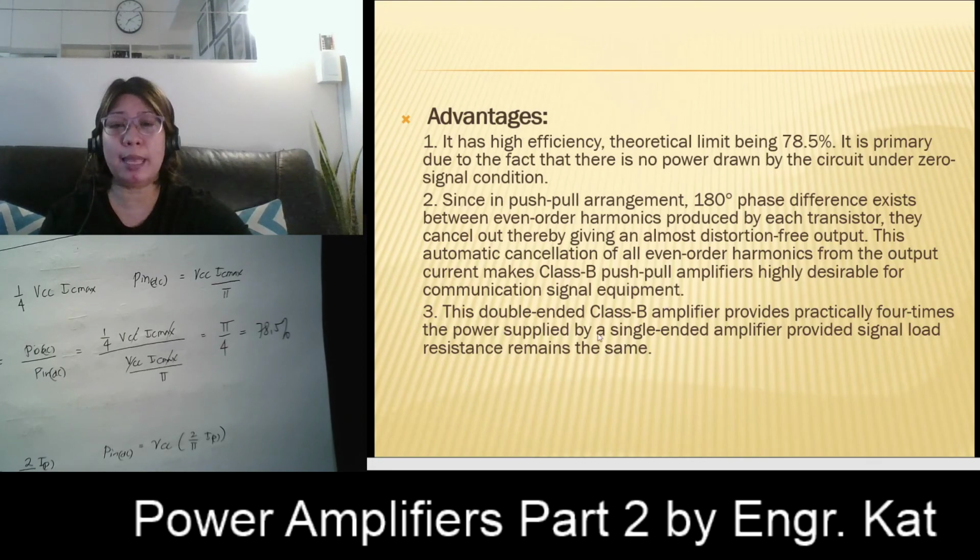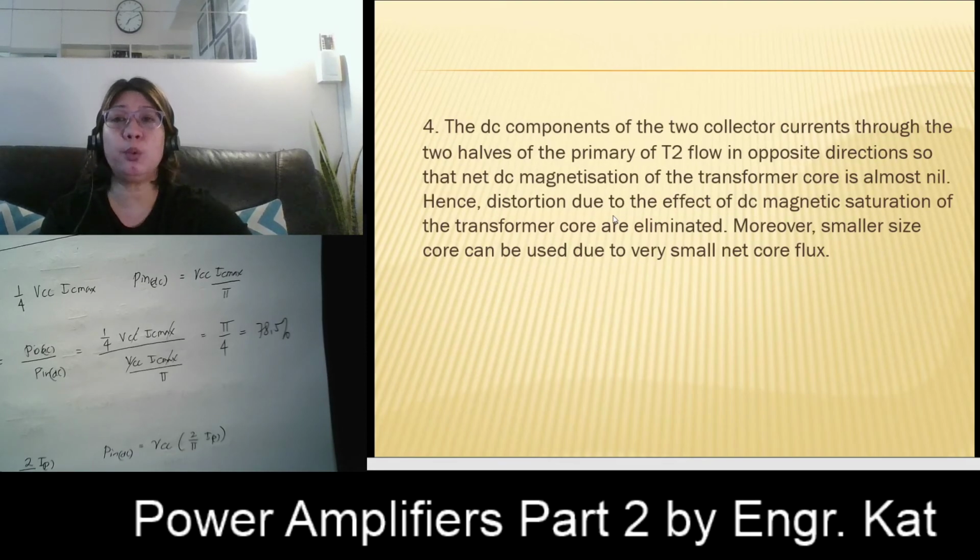This double-ended Class B amplifier provides practically 4 times the power supplied by a single-ended amplifier, provided the signal load resistance remains the same. The DC components of the two collector currents through the two halves of the primary of T2 flow in opposite directions, so that the net DC magnetization of the transformer core is almost nil. Hence, distortion due to DC magnetic saturation of the transformer core is eliminated. Moreover, a smaller size core can be used due to the very small net core flux.